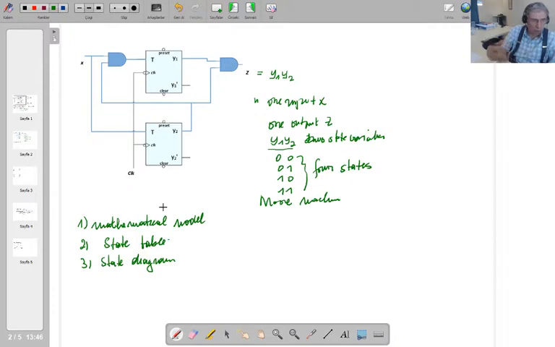Why do we call it a model? Model means the behavior of this circuit. If you've got a model of this circuit, you do not need to know this circuit. By using this model, if you give me an input sequence, I can find out the output sequence, either by using the mathematical model or the state table or the state diagram. I could do that. So why are we giving three?